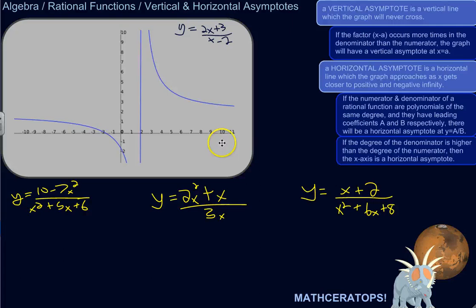Alright, so I've got a graph of a rational function here, and the function is y equals (2x + 3) over (x - 2). This is a rational function because it's the ratio of two polynomials, one polynomial divided by another. And rational functions have some interesting properties. So, for example, what the heck is going on with this thing?